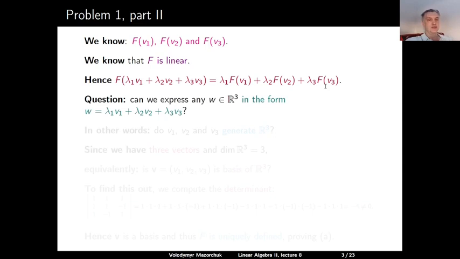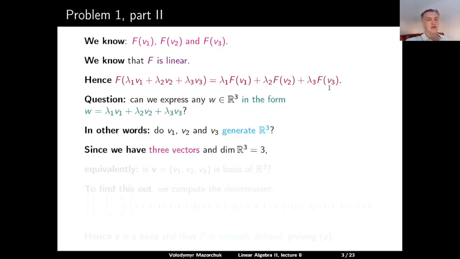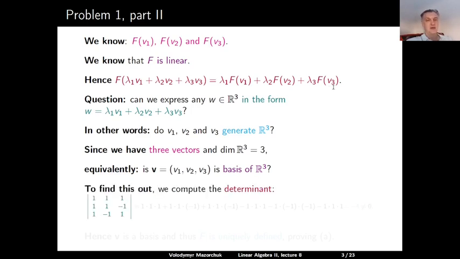So it's natural to ask the question: can we express any vector w in R3 as a linear combination of the vectors V1, V2, and V3? In other words, do V1, V2, and V3 generate R3? Since we have three vectors in a three-dimensional vector space, equivalently, we can ask whether V1, V2, and V3 form a basis of R3. To find this out, we should write these vectors as columns in a matrix and compute its determinant.